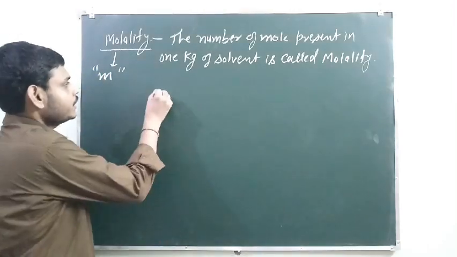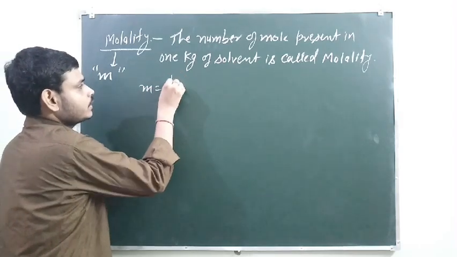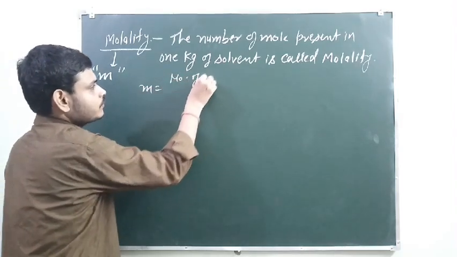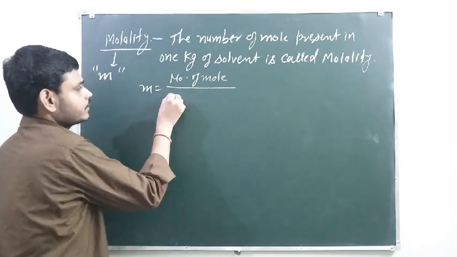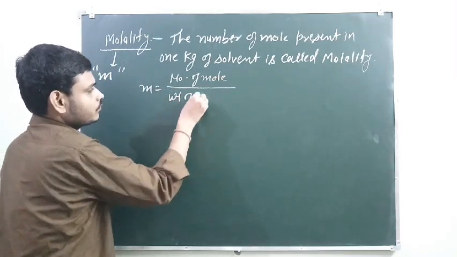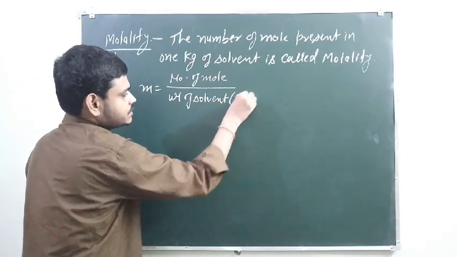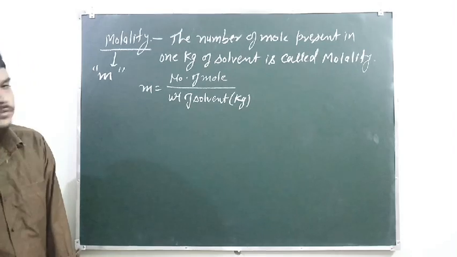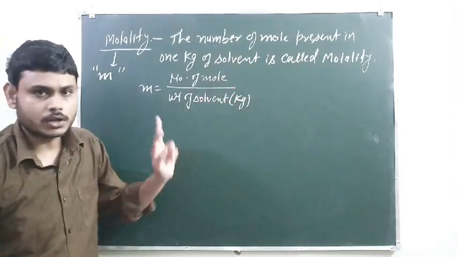So molality is equal to the number of moles of solute divided by the weight of solvent in kg. Clear? We know that mole is equal to weight upon molecular weight.